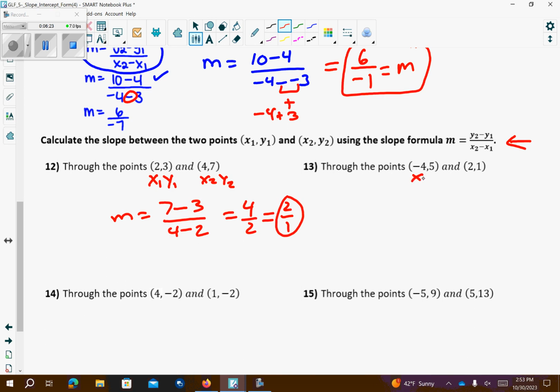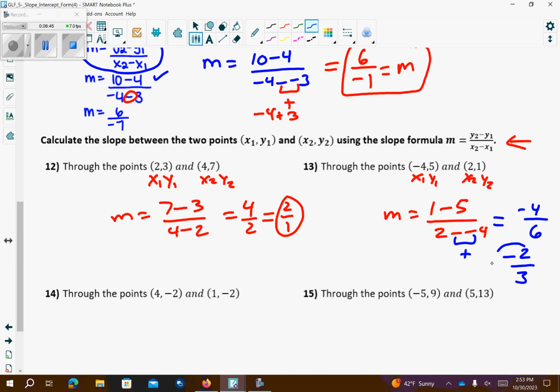This one's going to be x1, y1. This is going to be x2 and y2. So my slope is going to be y2 minus y1 over x2 minus x1. And remember, I got the negative negative, so that turns into a positive. So 1 minus 5 is negative 4. 2 plus 4 is 6. Reduce that fraction. 2 goes into both the top and the bottom. So negative 2/3 is our answer.